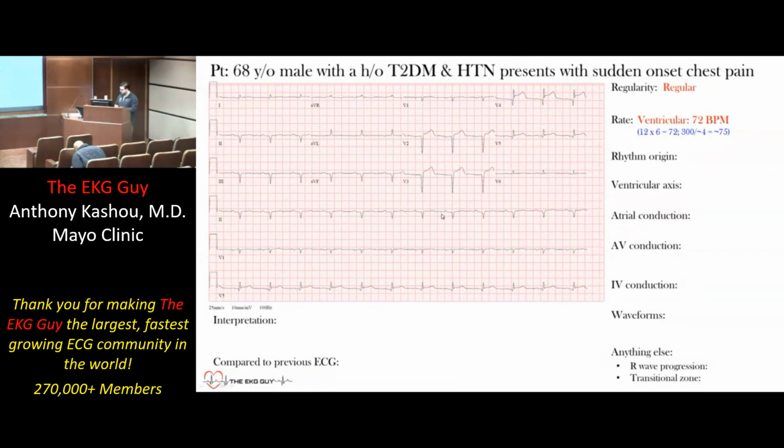Okay, we don't want a wandering atrial pacemaker or other sort of atrial arrhythmia going on. So this is that, and then we have P waves that are followed by QRS complexes. Okay, so this is in fact sinus rhythm. Okay, so very good. All right, does that make sense?